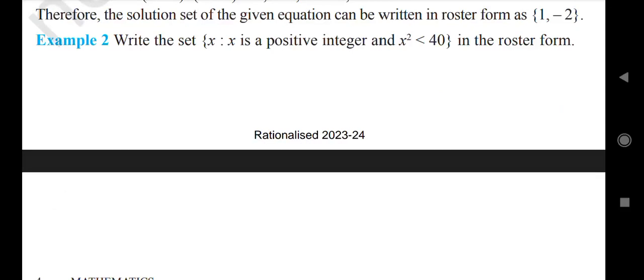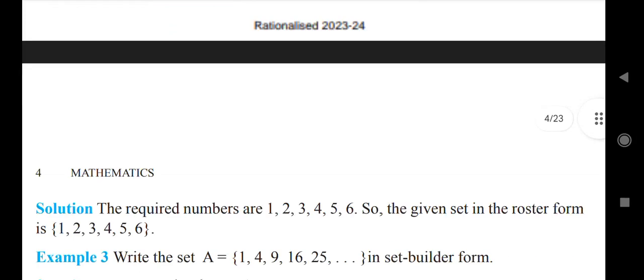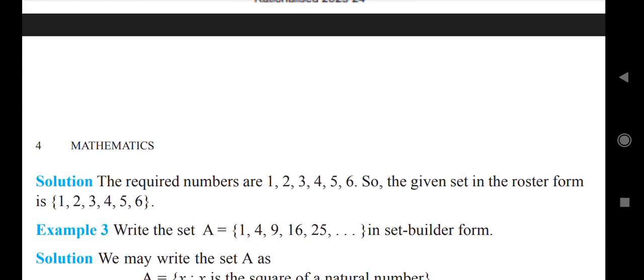Write the set of x such that x is a positive integer and x square less than 40 in the roster form. The required numbers are 1, 2, 3, 4, 5, 6. The given set in the roster form is open braces 1, 2, 3, 4, 5, 6, closed brace.